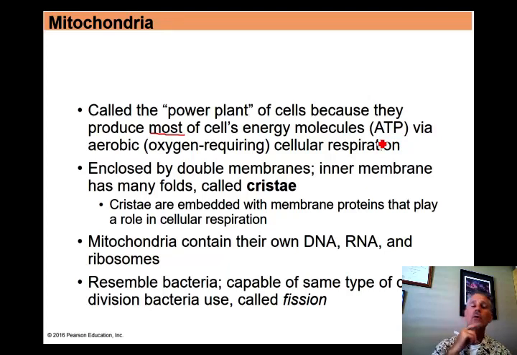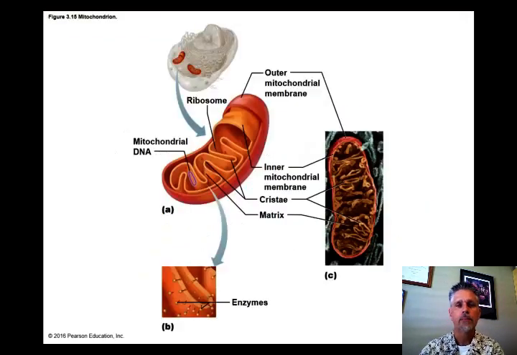Now when we say most, that's because when we talk about cellular respiration, there is anaerobic production of ATP as well that occurs out in the cytosol, in that gel. All right, so when we look at the mitochondria, we know that they're a membranous organelle, but they actually have a double membrane. So you can see they have an outer membrane and an inner membrane. And the inner membrane has all these folds to it that are called cristae.